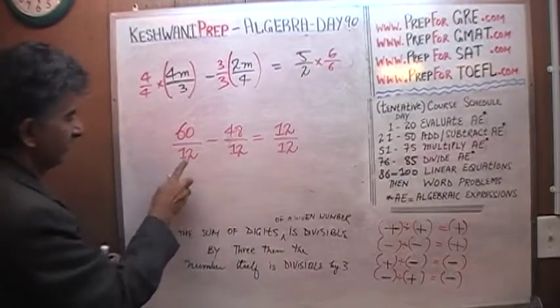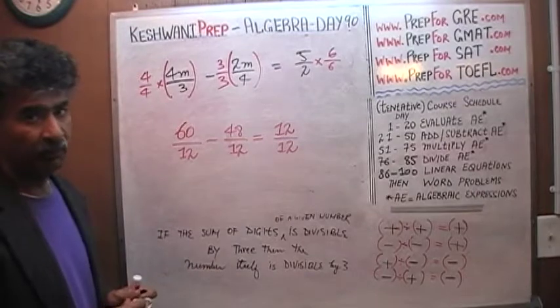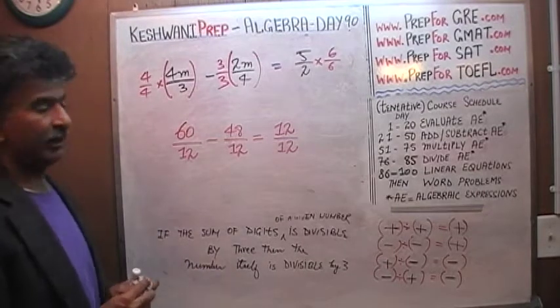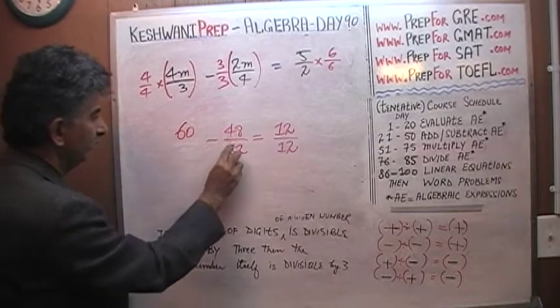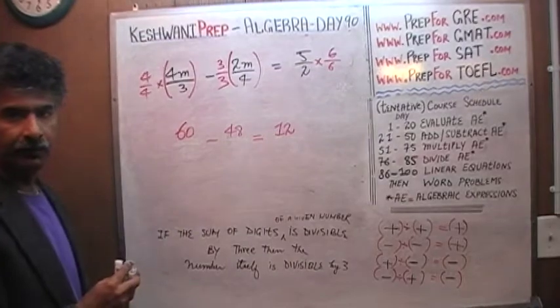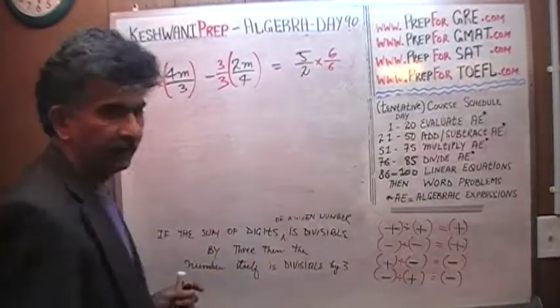Because we have the same denominator everywhere, 12, 12, and 12, that 12 plays no role. We can get rid of this 12 and the equation would still be valid. Watch this. 60 minus 48 equals 12. Voila. You see? That's what we're going to do here. Because the 12 appears everywhere at the bottom, we can ignore it.